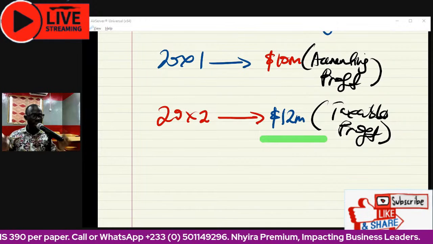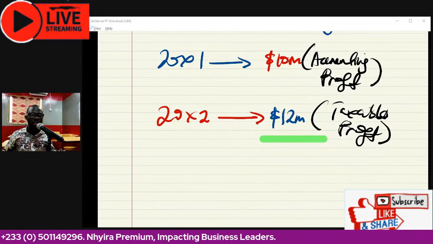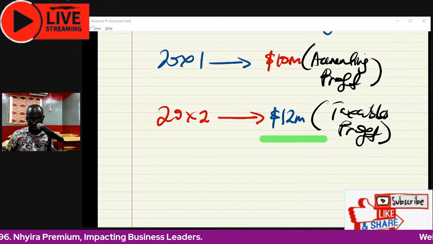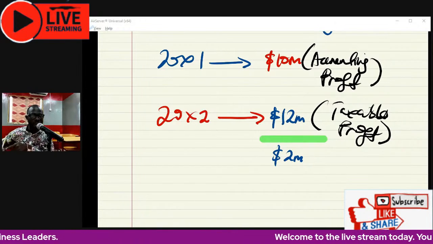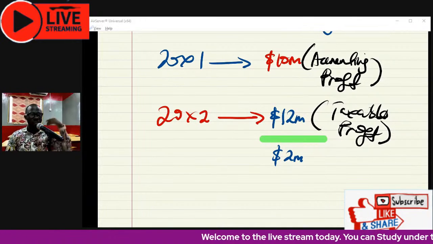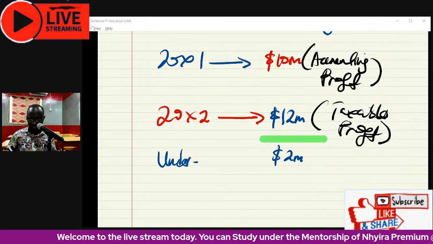What has happened here is that there is an increase in the liability of the company. That extra $2 million we will pay in the current year, as compared to the provision we've made, is called under provision of tax.